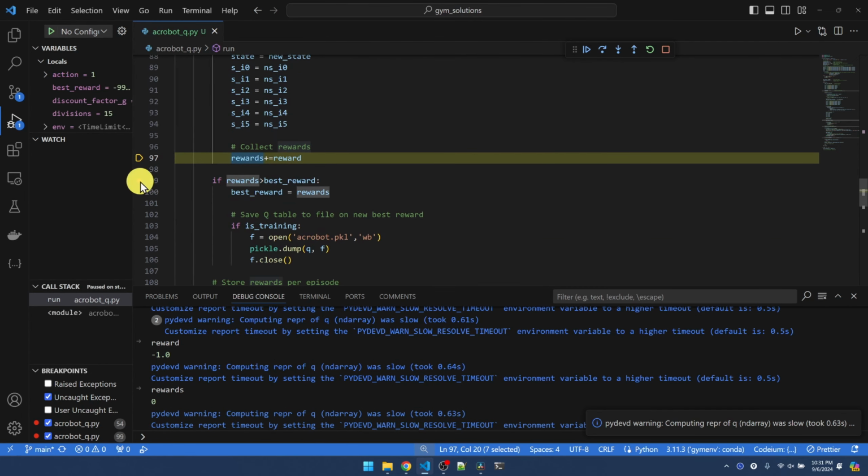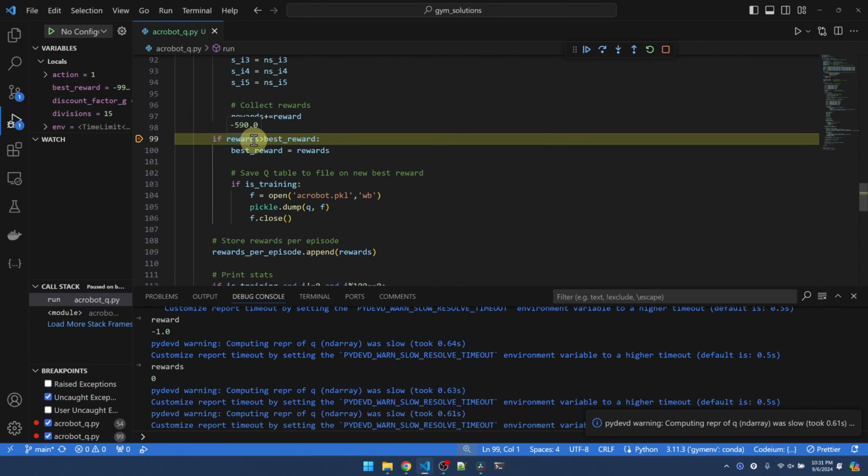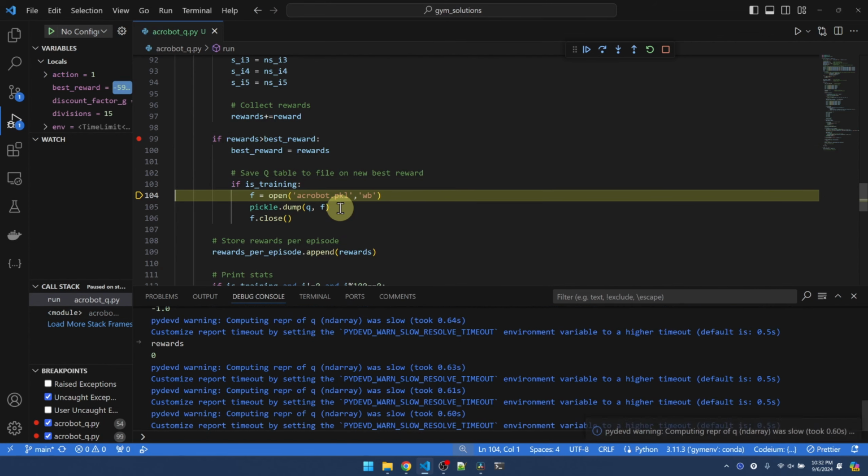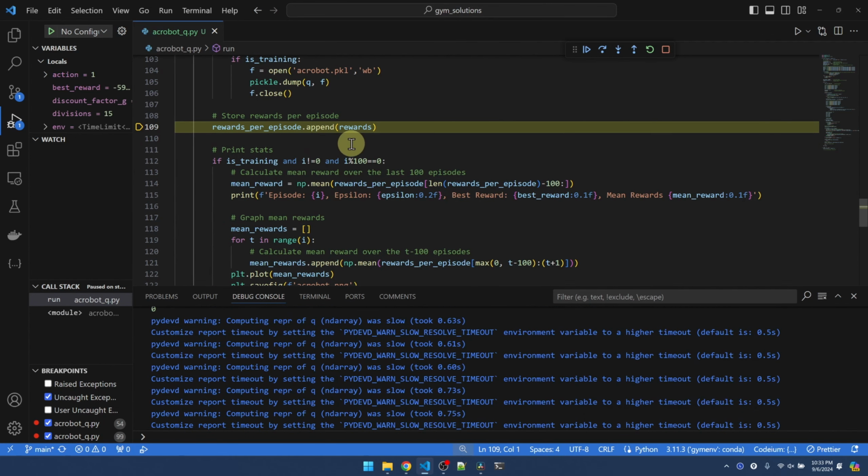Now let me put a breakpoint here. The code is going to stop here after the episode terminates. The amount collected is minus 509 steps. Every time we achieve a new best reward, we're going to save the current Q table into a file. Let's keep going. Now we'll keep track of the rewards per episode.